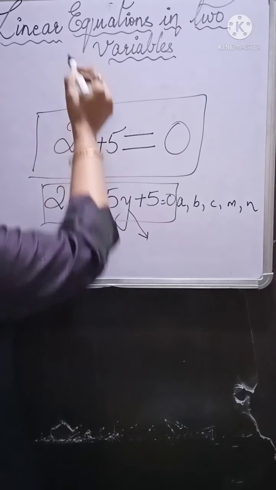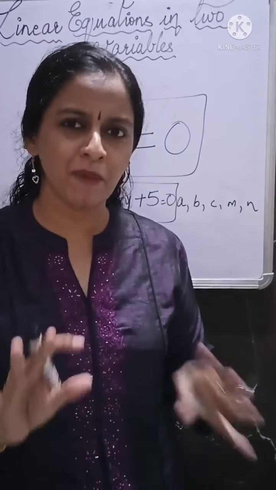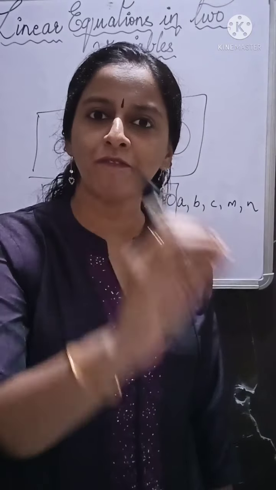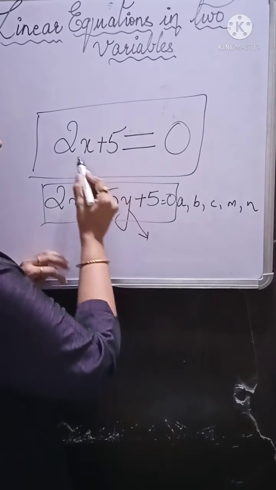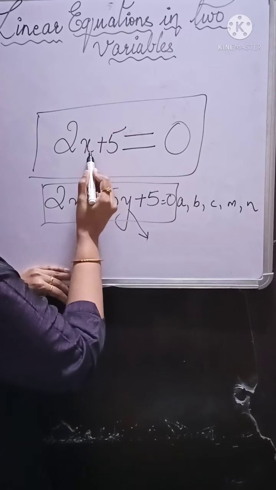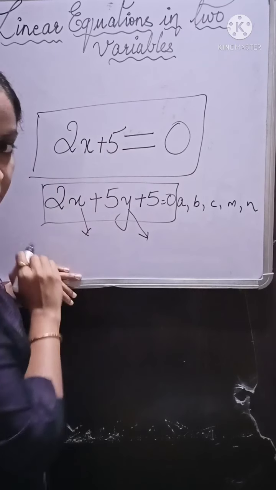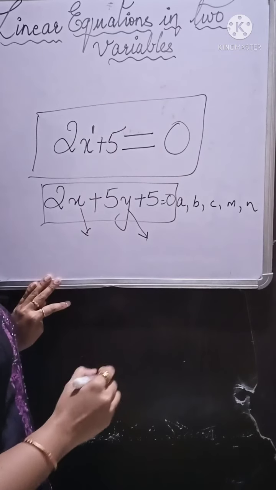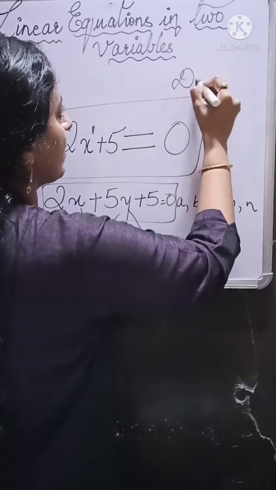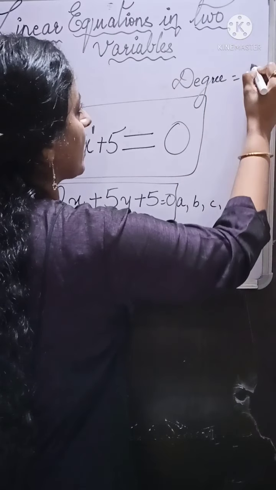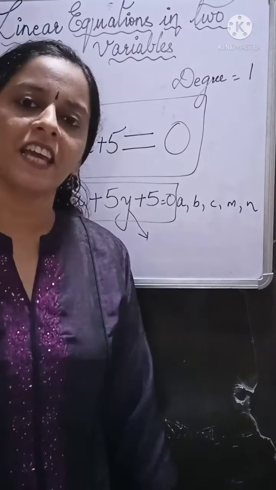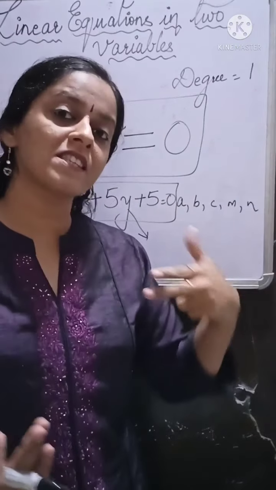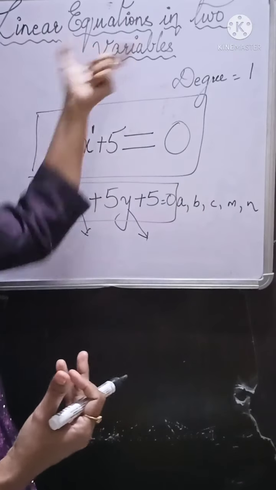Now let us see the term linear. Linear means, just to scare you, they are using linear. Linear means the degree of every variable. Degree we have done before. So let us take the first example. Here x is the variable. What is the degree? What is the index? Here nothing means 1. If the degree of the variable is 1, then the equation is said to be linear.